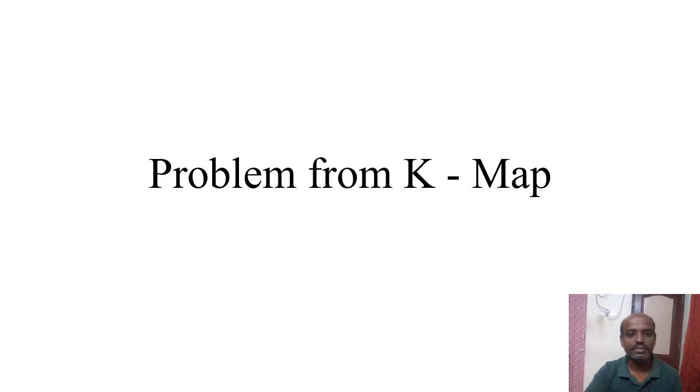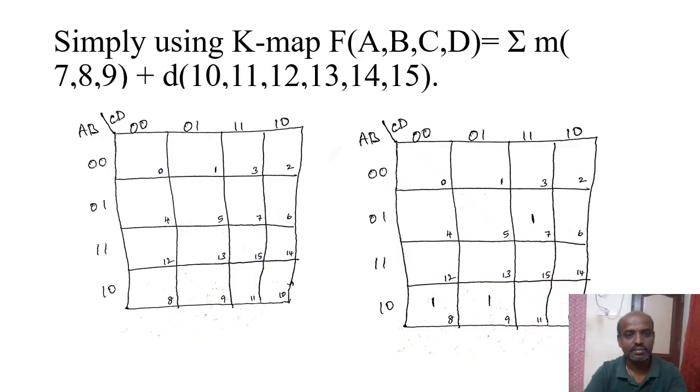Today we are going to see a topic from Unit 4. We are going to see one problem from K-map. The given problem is to simplify it by using K-map. f(a, b, c, d) = summation m(7, 8, 9) plus d, which means don't care: 10, 11, 12, 13, 14, 15.